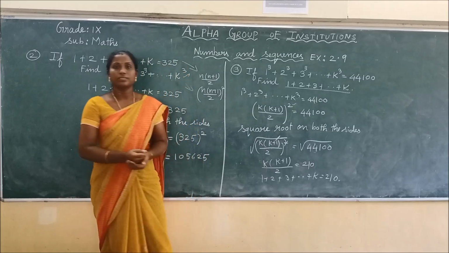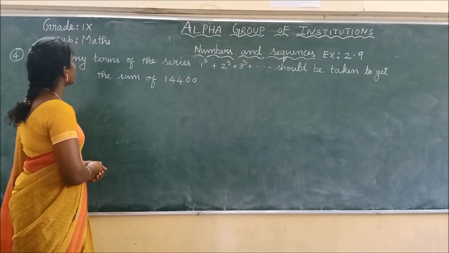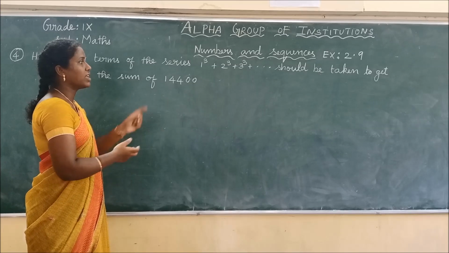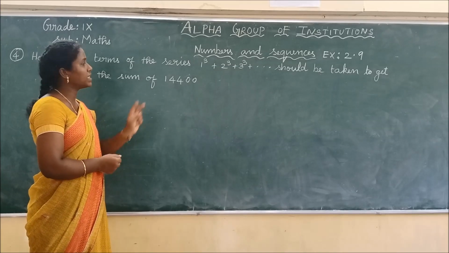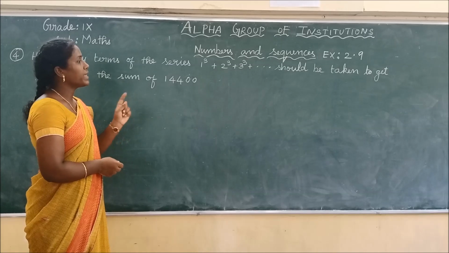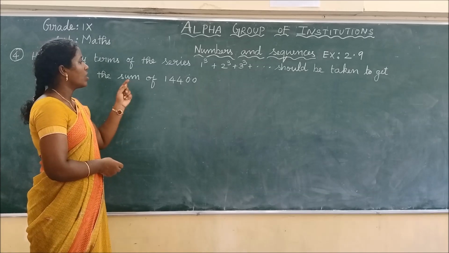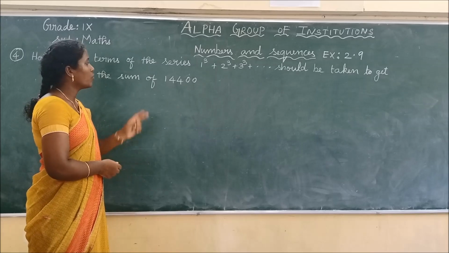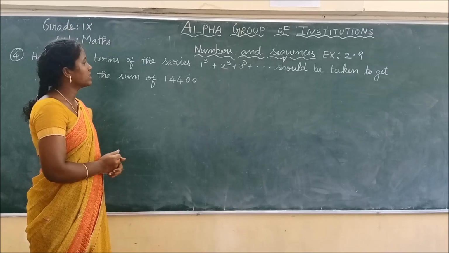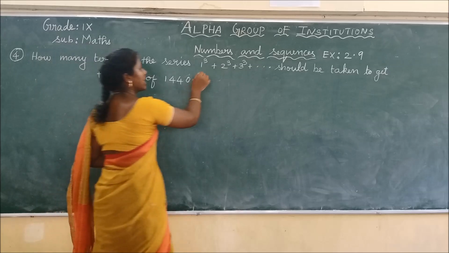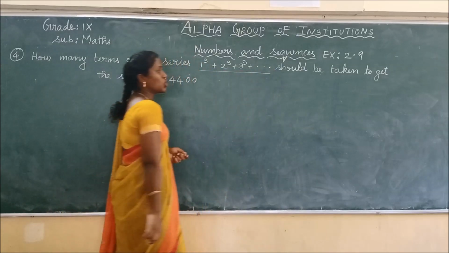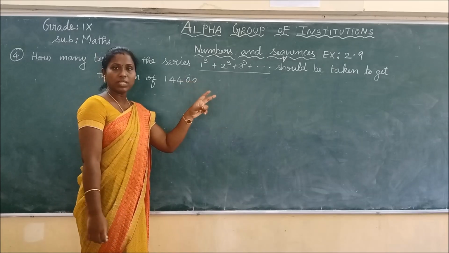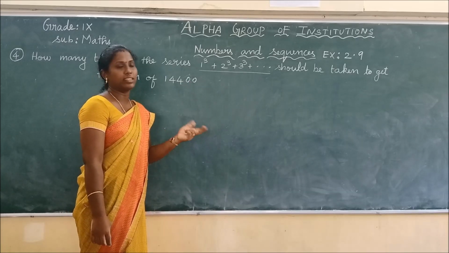Okay, children, see the fourth problem. How many terms of the series 1 cube plus 2 cube plus 3 cube plus etc. should be taken to get the sum of 14,400? See now, they gave the series, but the last term is not mentioned. Up to what term they added, they know, but for a certain term they added, just take it as n.